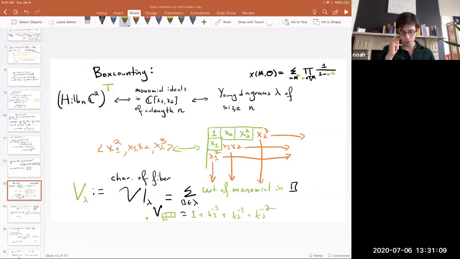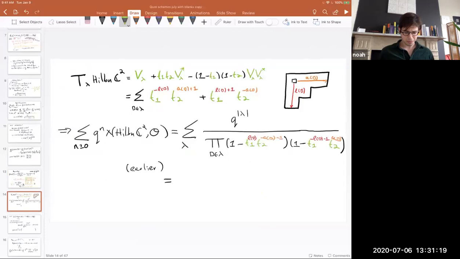Okay. And so the last thing we need to do localization is we needed some description of the tangent bundle. And the tangent bundle can be described as some quadratic function in terms of this character V lambda. And so this can either be seen from the quiver description or by directly working with the description of the Hilbert scheme as a moduli of sheaves. And this is the answer you get. And it turns out this answer can be written as a single sum of boxes and can be written combinatorially in terms of arms and legs.